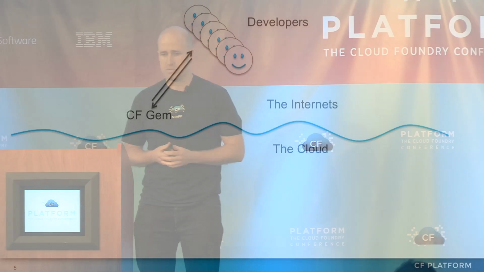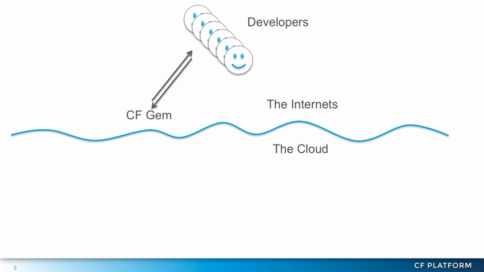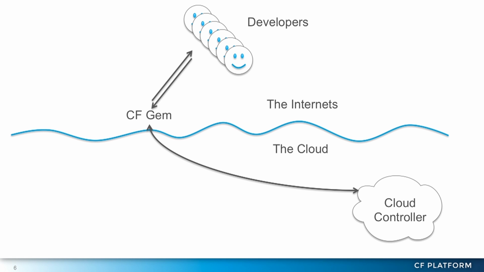When you get started with Cloud Foundry, you have these developers. They're out in the world on the internet, and they have their computers, and the first thing they do is go and install the CF gem. The CF gem is the command line interface for Cloud Foundry, and it's how you push an app to it. The command line interface isn't terribly useful by itself. What you actually need is an installation of Cloud Foundry.